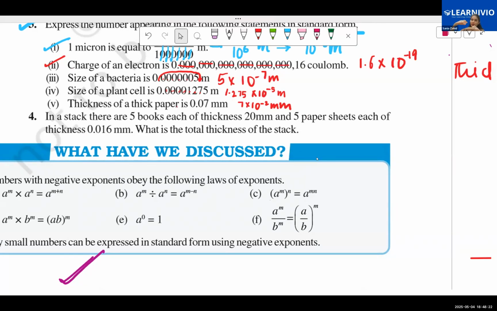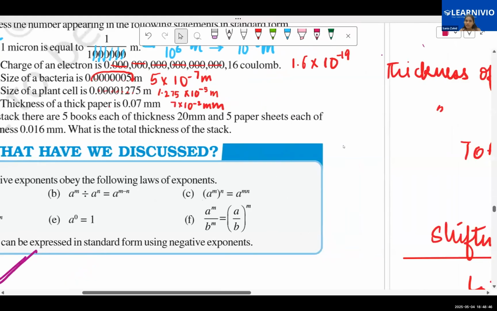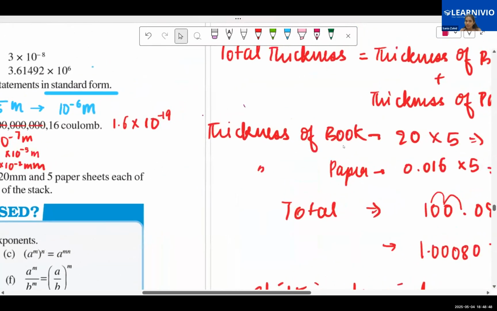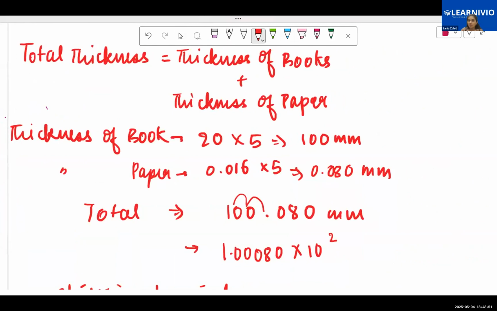And I have 5 such books. Like one more book, I keep it over here, then one more, one more, one more. So in total, I have 5 books like this. So if one book's thickness is 20 millimeter, what is the thickness of 5 books? We have to multiply 20 by 5 to check that. Multiply 20 millimeter with 5. So what is the total thickness of the books? 100 millimeter. How did I solve it? 20 millimeter multiplied by 5.